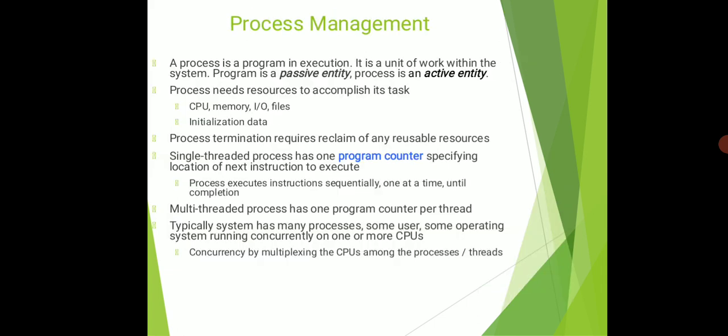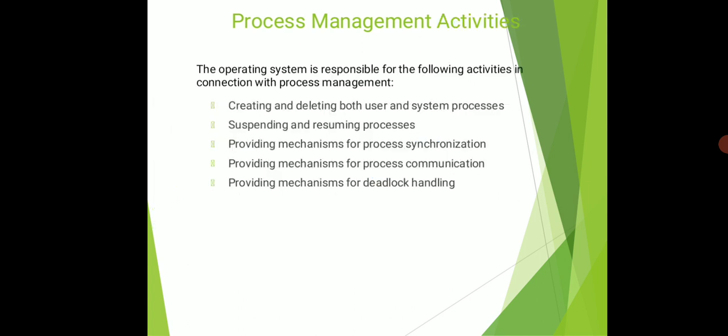Next one, process management. A process is a program in execution. It is a unit of work within the system. A program is a passive entity. A process is an active entity. A process needs resources to accomplish its task: CPU, memory, IO, files, initialization data. Process termination requires reclaim of any reusable resources. A single-threaded process has one program counter specifying the location of the next instruction to execute. So this is process management.